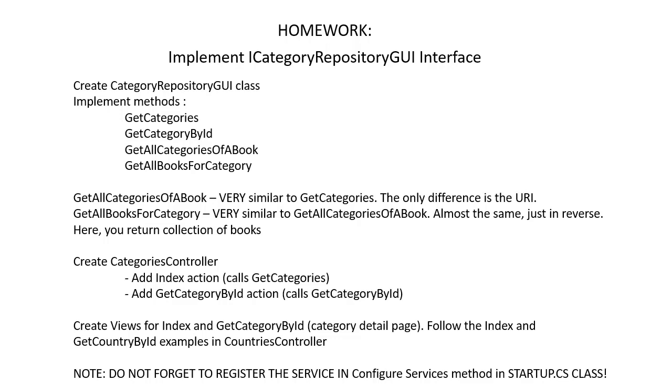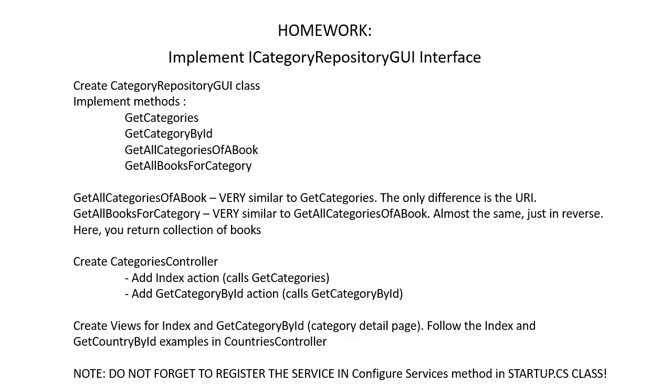And get all books for a category will be very similar to the previous one, the get all categories of a book method. Again, it's almost the same, just in reverse. Here you will be returning a collection of books rather than categories. So you will just have to make changes to variable names, and of course the URI will be different.